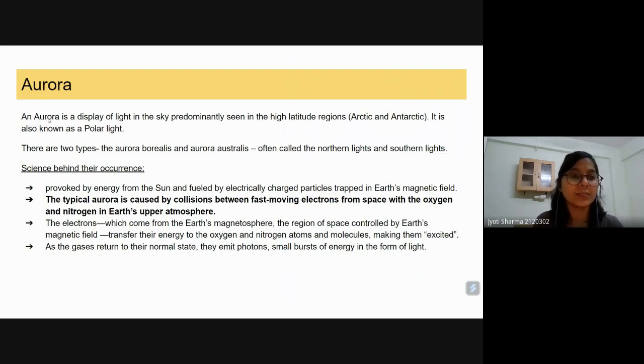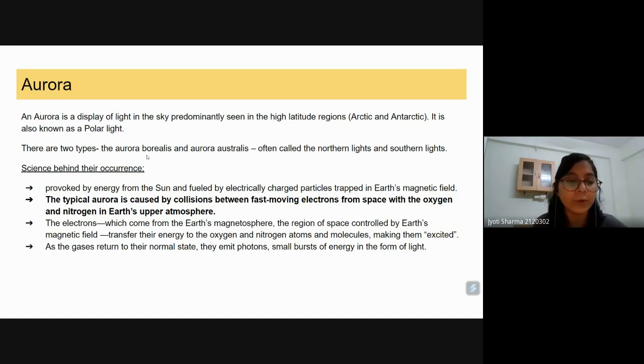So these auroras are the display of light in the sky predominantly seen in the high latitude regions. Means this type of display of light will be seen in the polar regions, either the northern polar region or the southern polar region. So there are two types of auroras. First is the aurora borealis and second is the aurora australis. This will be observed in the northern hemisphere and this will be observed in the southern hemisphere. So here we can see borealis, boreal forest.